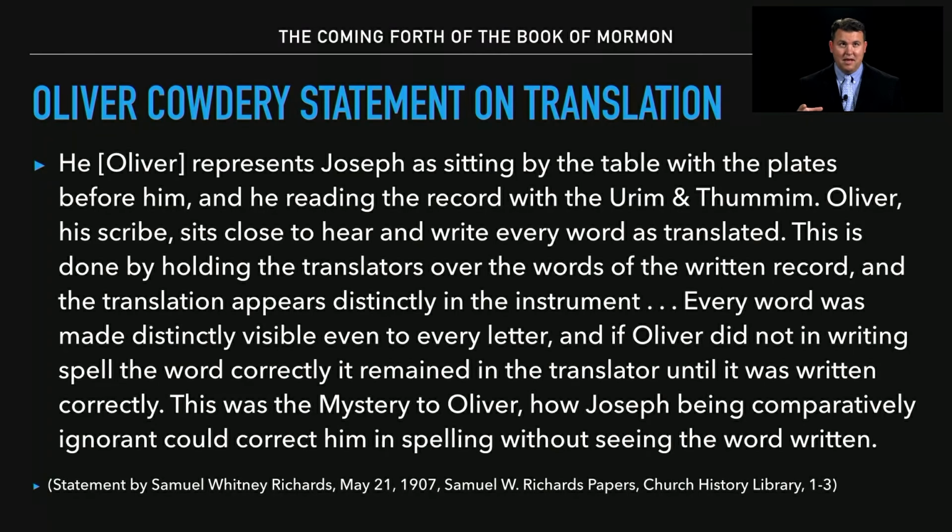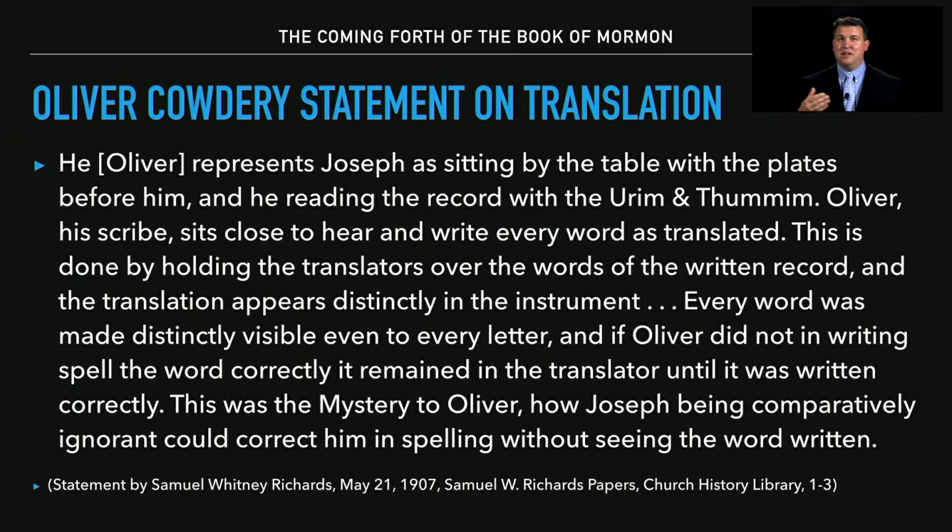So Samuel Whitney Richards relates that Oliver represented Joseph Smith as sitting by the table with the plates before him, and he reading the record with the Urim and Thummim. Oliver, his scribe, sits close to hear and write every word as it is translated.